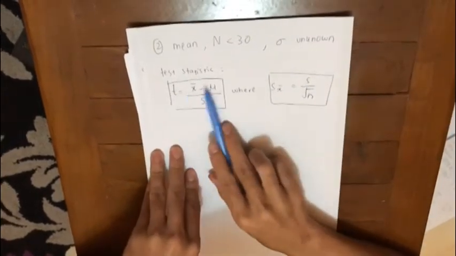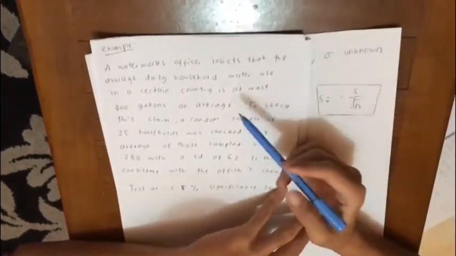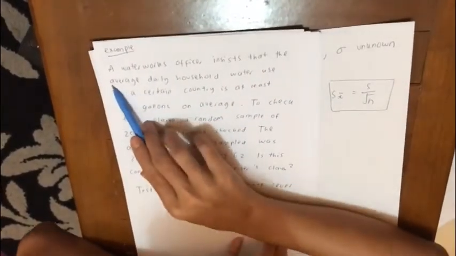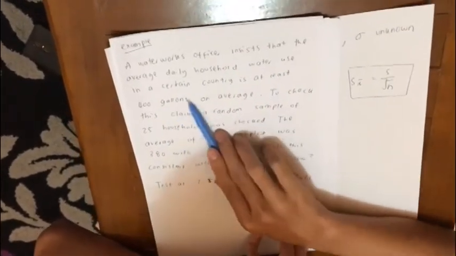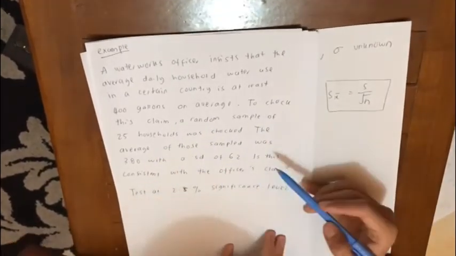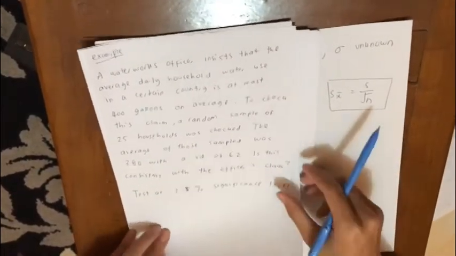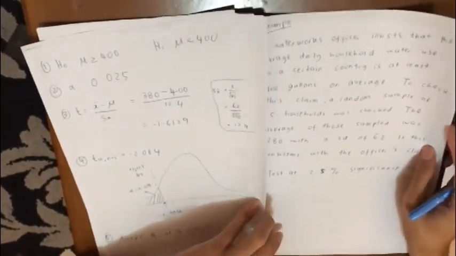So we can see the test statistic formula here and here. So for the next example for the mean, here we can see Waterworks office insists that the average daily household water use in a certain country is at least 400 gallons on average. So we move to the answer, how to do the answer.